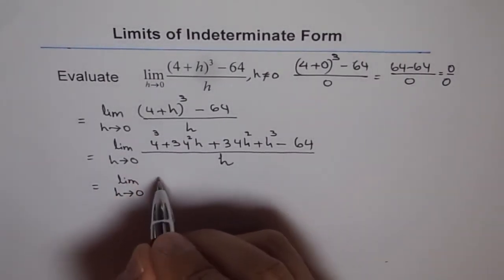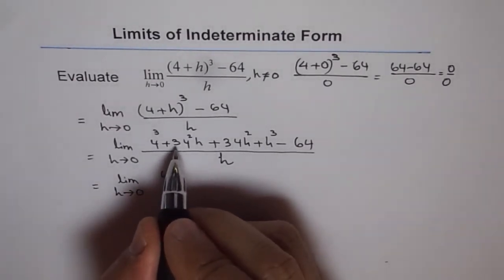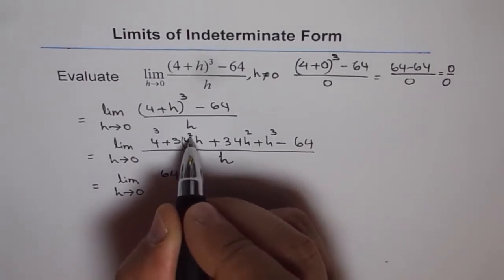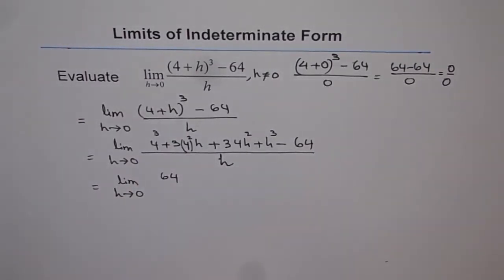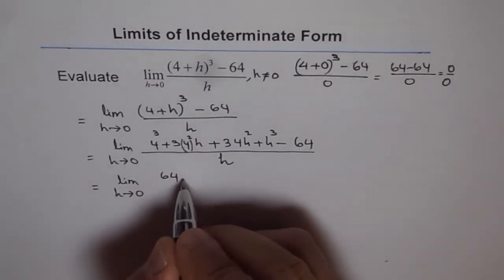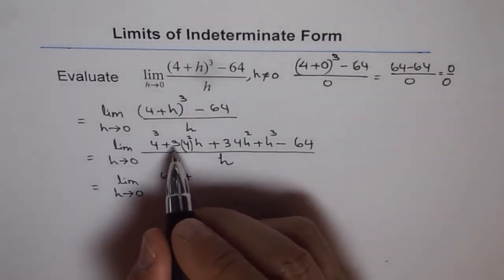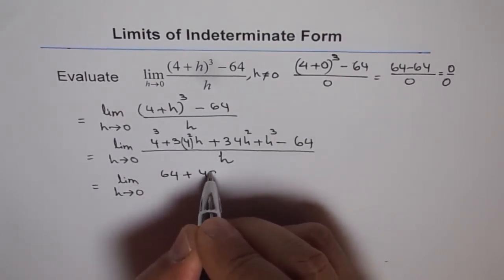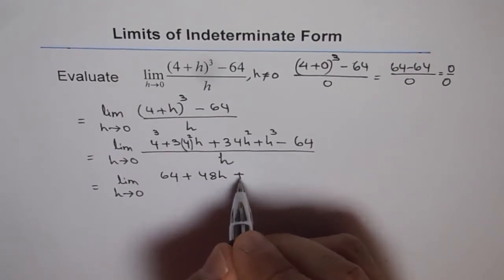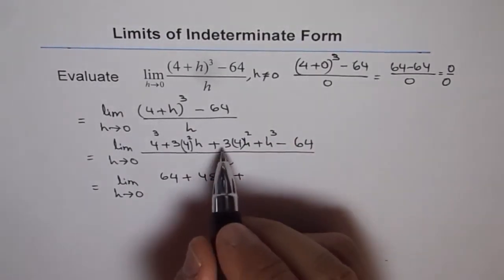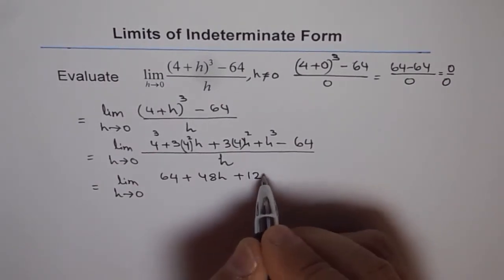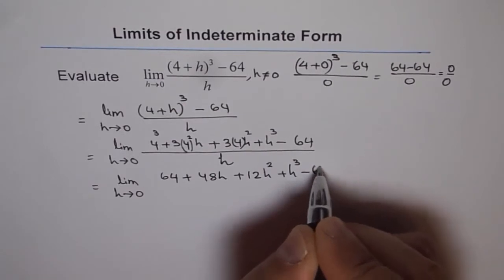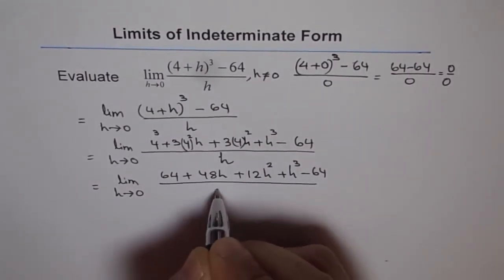Now 4 cube is 64, and then we have 4 square. Let me write this 4 square in brackets, otherwise there will be confusion, it may look like 34 square. So it is plus 3 times 4 square, 16 times 3 is 48h. Plus, I should write this in brackets, 3 times 4 is 12. So 12h square plus h cube minus 64 over h.